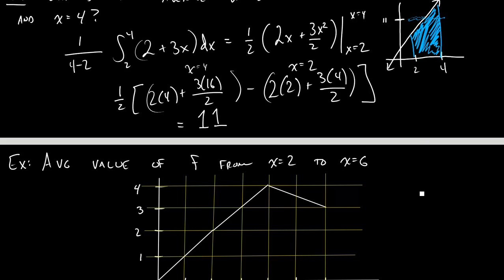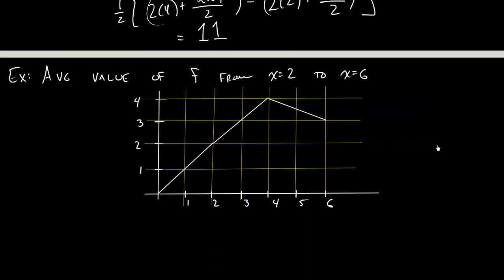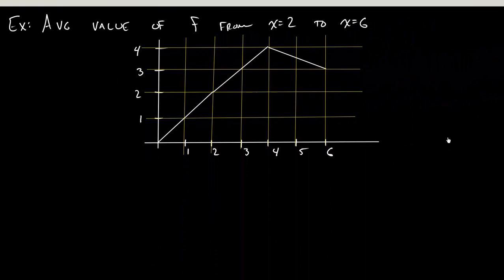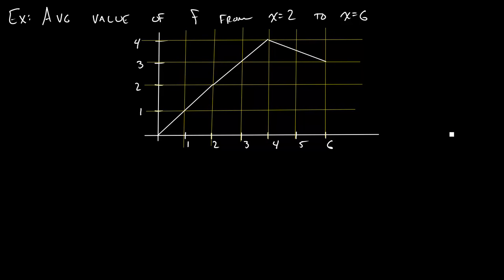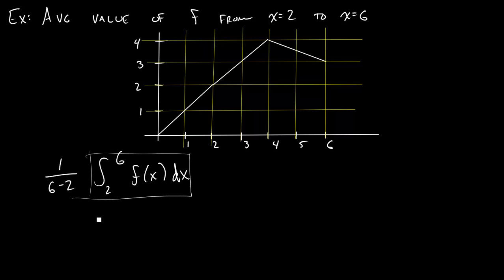All right, so what is the average value from x equals 2 to x equals 6? Well, it's just going to be the same formula, except we end up having to do the integral a slightly different way, right? So our formula is 1 over 6 minus 2, the integral from 2 to 6 of f of x dx. Now to calculate this integral, you have to do that using shapes, right?